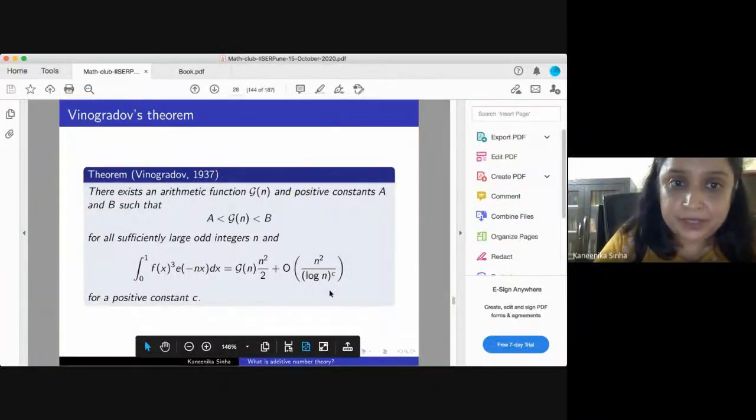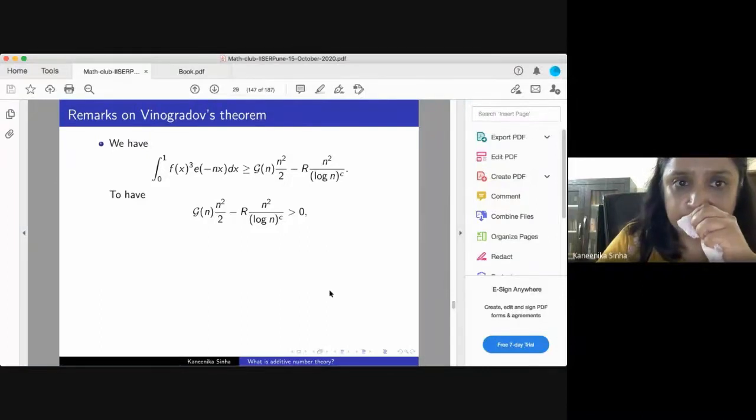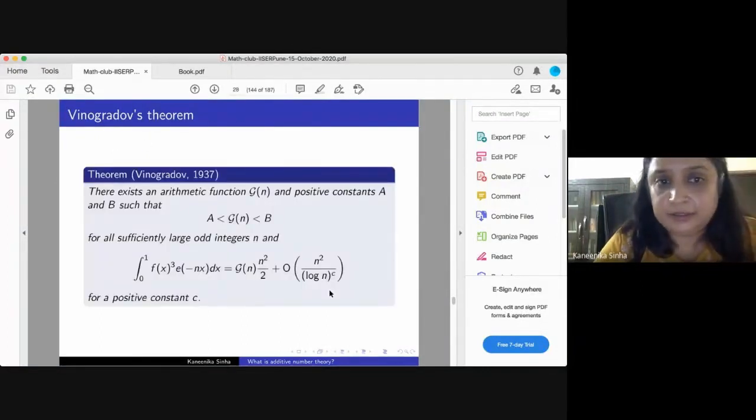Okay. And yeah, so a quick remark before we conclude. Okay, so this is fine. Vinogradov's theorem, very good. You can write the integral as this formula where there's a main term and an error term. But how do you know that the right-hand side is positive?